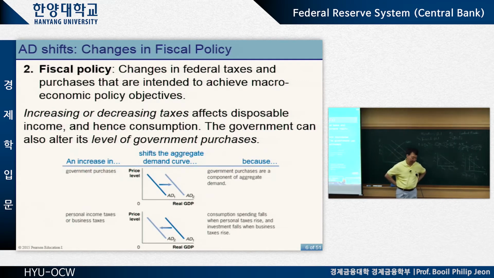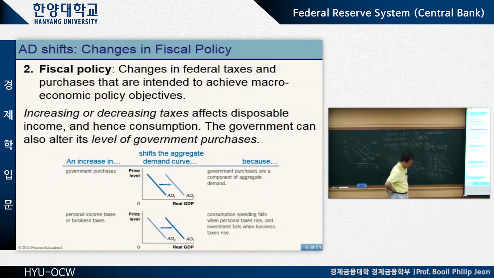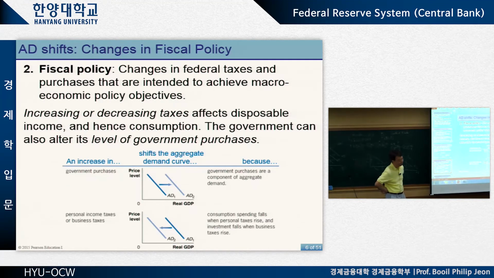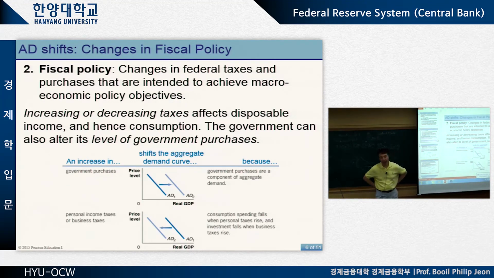In the United States, the Federal Reserve System has, of course, full control of the monetary policy, and the final decision is made by the 7-member Board of Governors, right? The Board of Governors is the highest decision-making body in the Federal Reserve System, right?